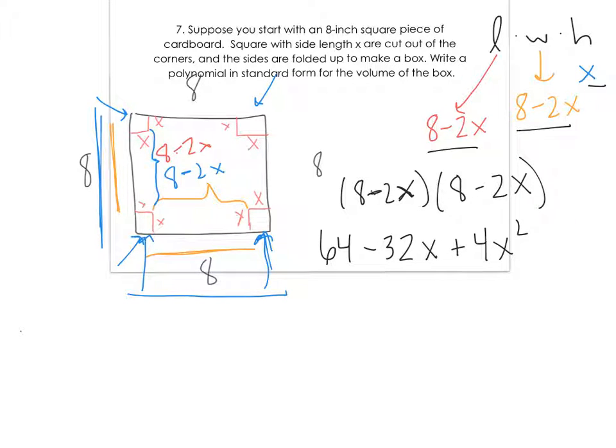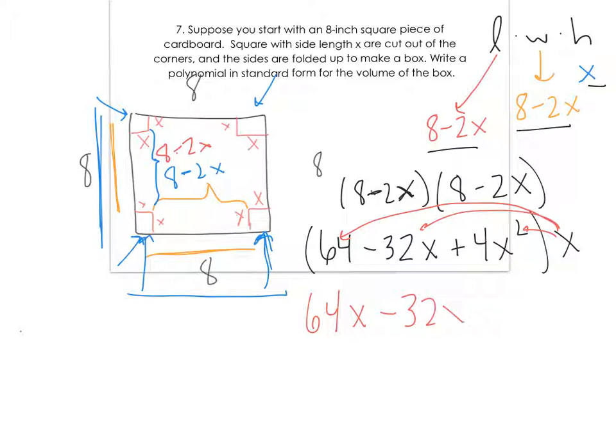Now, I've just figured out what 8 minus 2x times 8 minus 2x is, so the length times the width, but I have not yet multiplied by the height, which is x. And this is where I got the negative 32x squared. I was trying to multiply a little bit more in my head. But now if I distribute this x to each term here, I get 64x minus 32x squared plus 4x cubed.